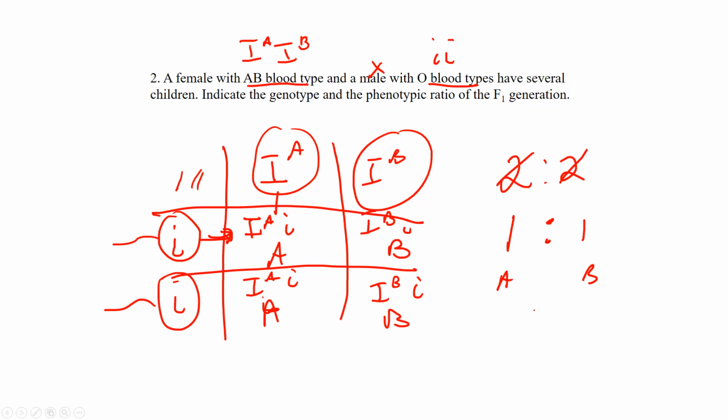You will never, with these parents, have an O baby, or you will never have an AB baby, ever.